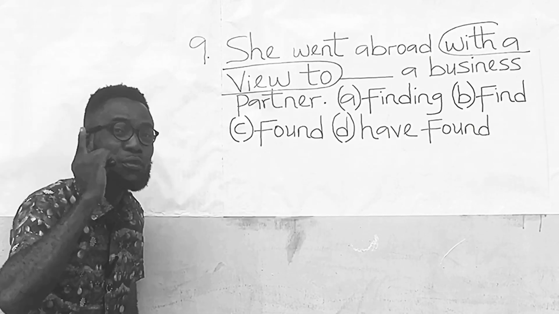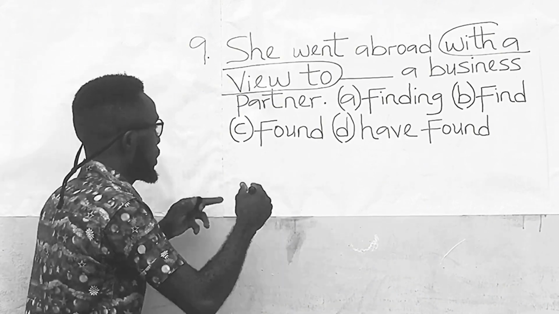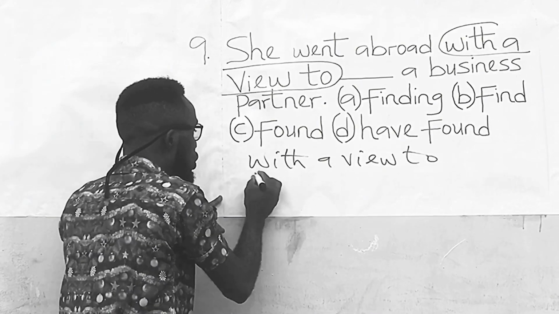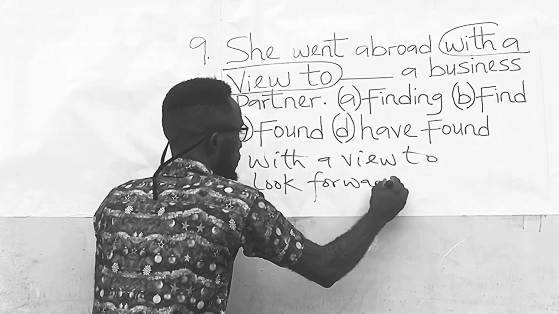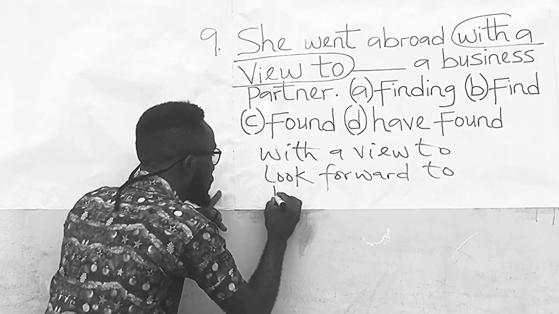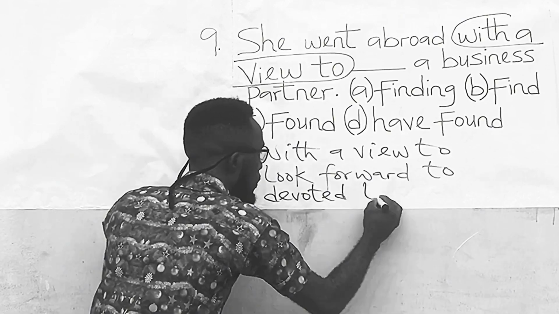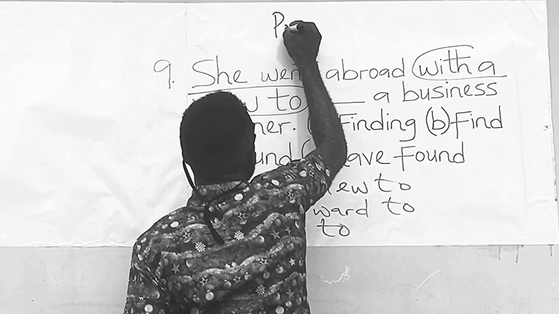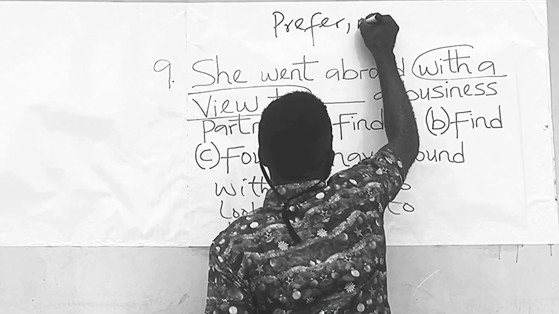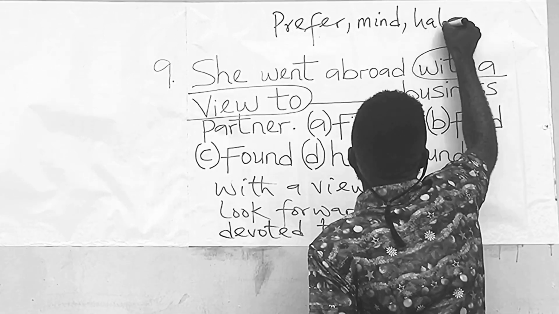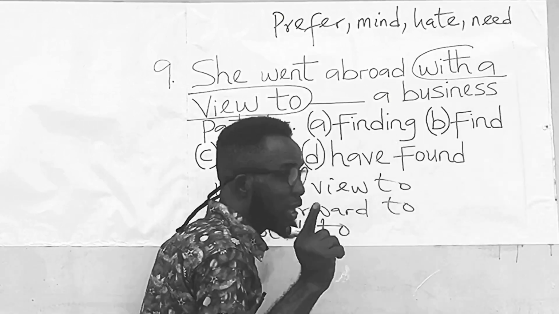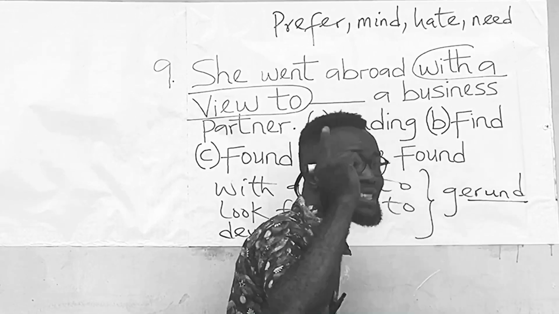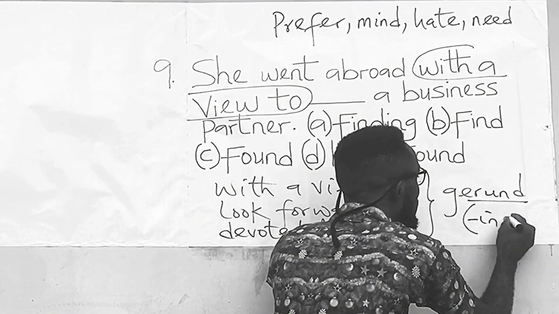In case you don't know, whenever a question contains or carries the phrase "with a view to", "look forward to", "devoted to", or whenever a question carries or contains the word prefer, mind, hate, or need, then the gap in the question should be filled with a gerund. If I say a gerund, I mean an ing verb.